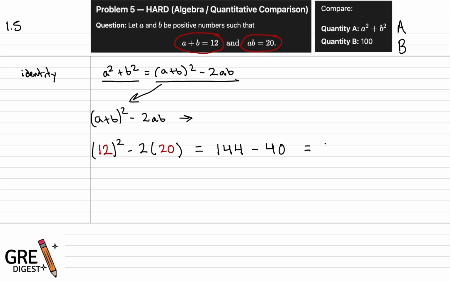which equals 104. And remember, this is coming off of our A value right here. Right? This is quantity A up here. So 104 equals A. And if you compare that to 100, quantity A is greater than quantity B.